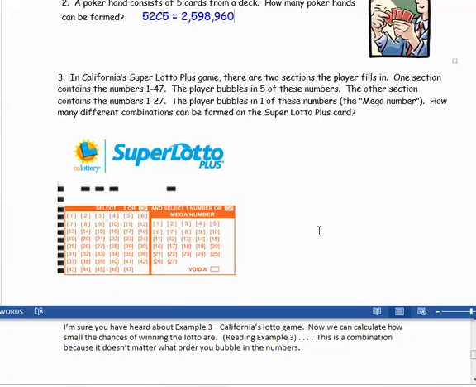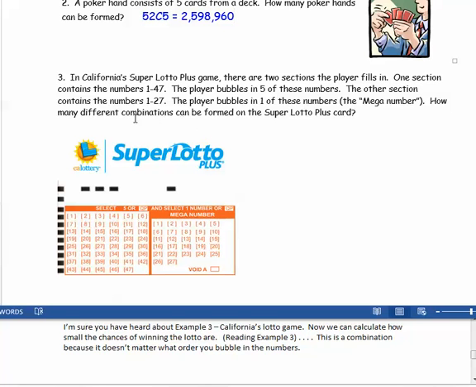I'm sure you've heard about example 3, California's lotto game. Well, now we can calculate how small the chances of winning the lotto really are. Example 3. In California's Super Lotto Plus game, there are 2 sections the player fills in. One section contains the numbers 1 through 47. The player bubbles in 5 of these numbers. The other section contains the numbers 1 to 27. The player bubbles in 1 of these numbers, called the mega number. How many different combinations can be formed on the Super Lotto Plus card?